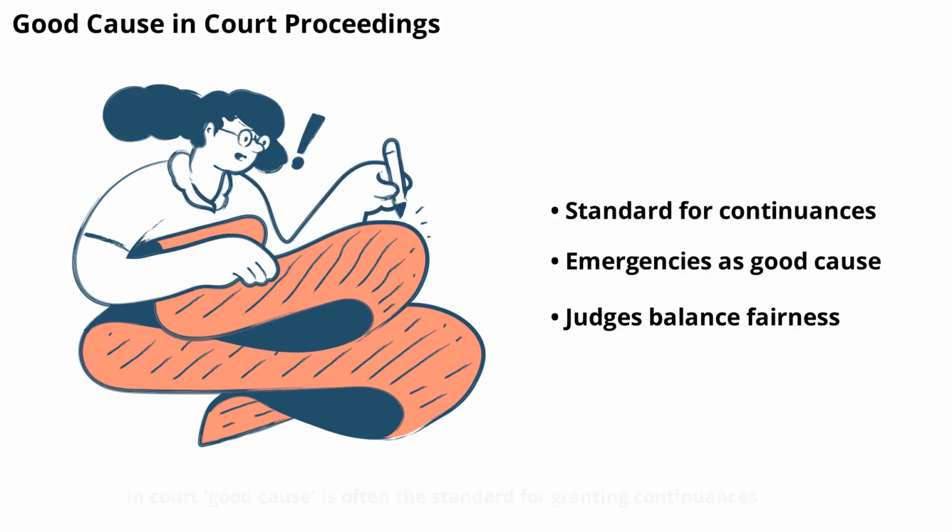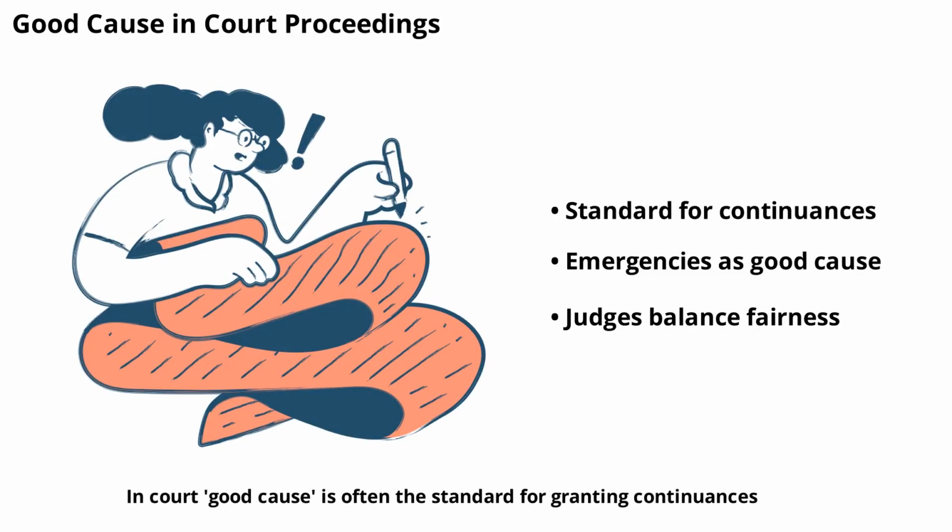In court, good cause is often the standard for granting continuances, extensions, or other procedural requests. For instance, if a party needs more time to prepare, they must show good cause for the delay. This might include unforeseen emergencies, new evidence, or other significant developments. Judges use the good cause standard to balance fairness and efficiency, ensuring that requests are not granted for trivial reasons.